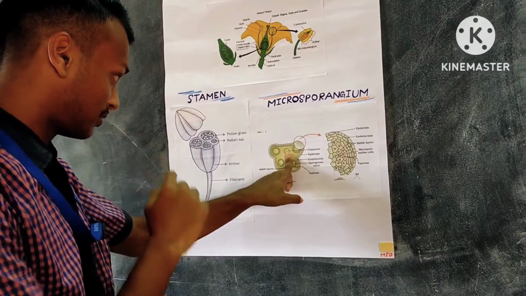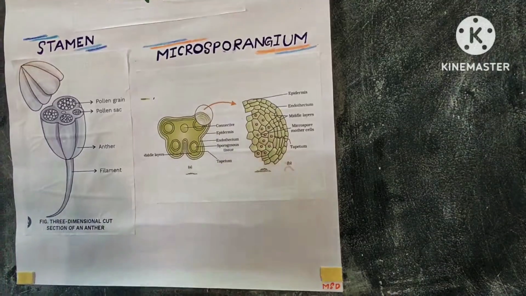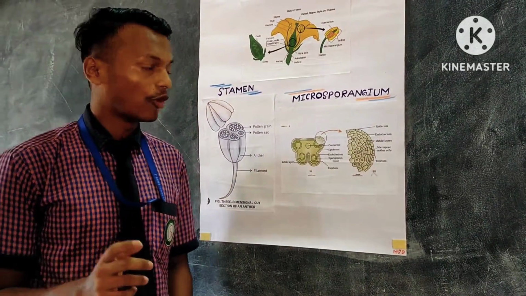When tissues are arranged in compact homogeneous cells, these microspore tetrads develop to form the pollen grains.